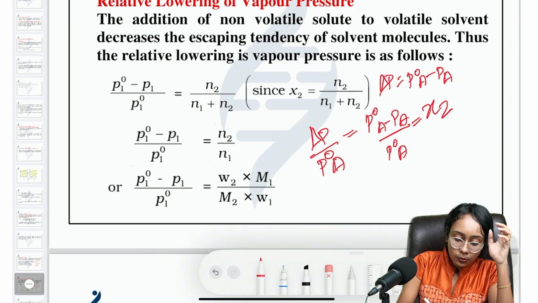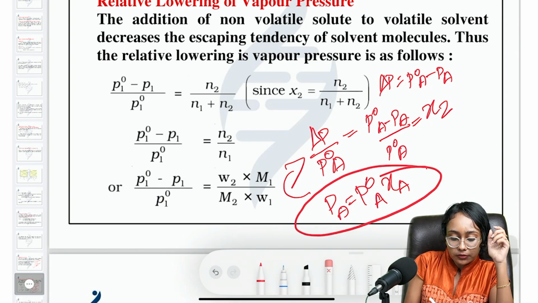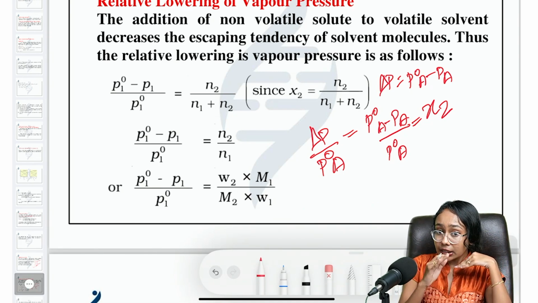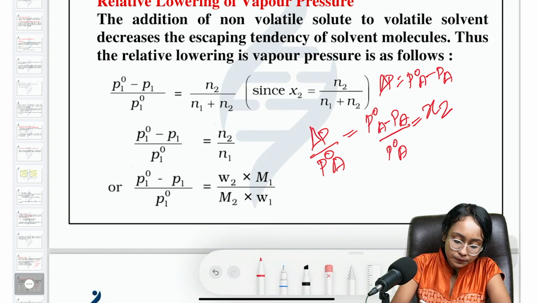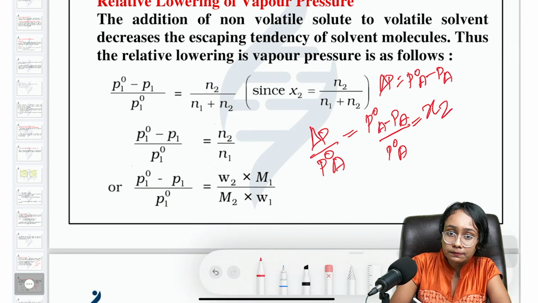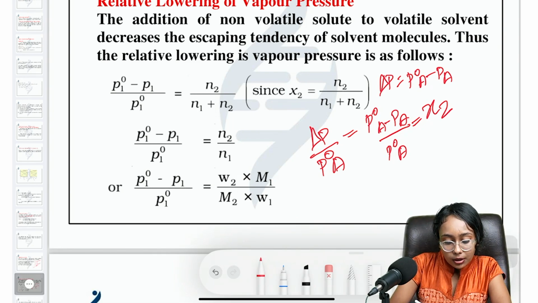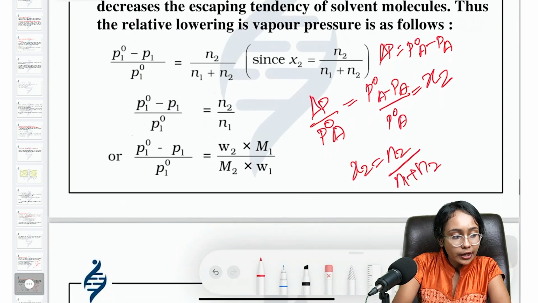Where have we got this from? We got this equation from PA equal to P naught A chi A. We know this equation, so from this equation, we got this equation. Is it clear? So delta P by P naught A equals P naught A minus PA by P naught A, which is equal to the mole fraction of solute. Now, what is the mole fraction of solute? Chi 2. How are we going to find chi 2? Chi 2 equals N2 by N1 plus N2.